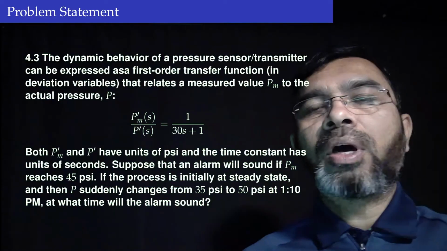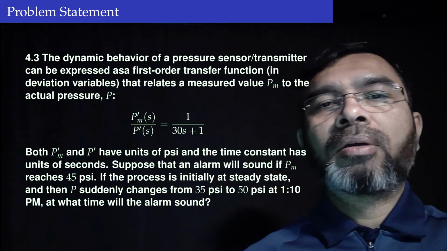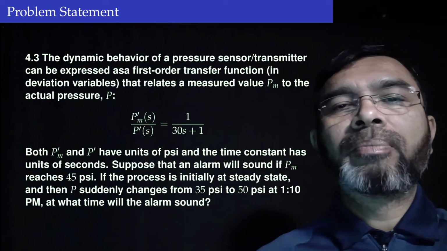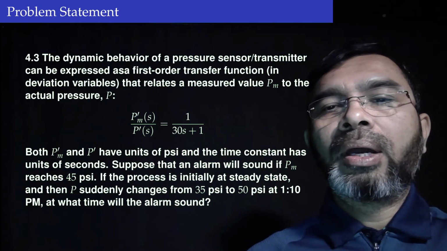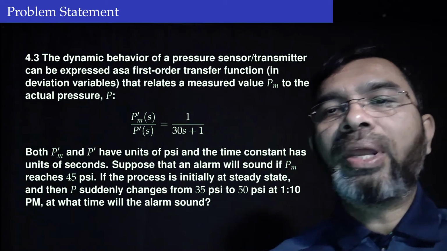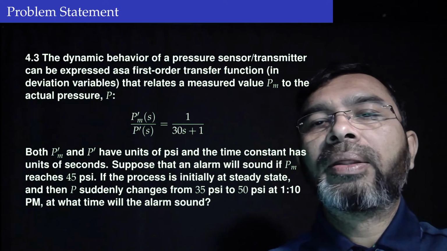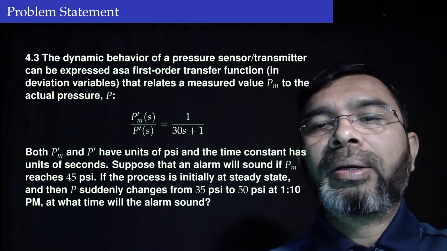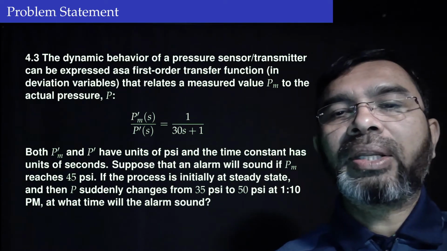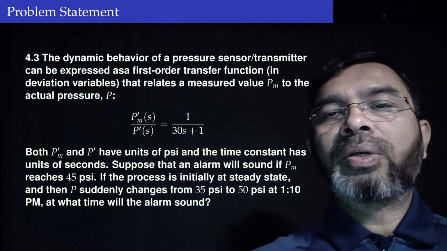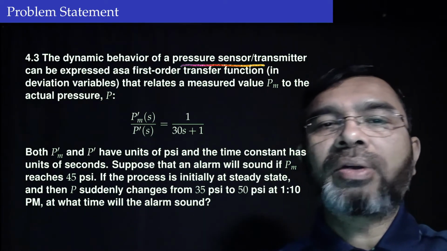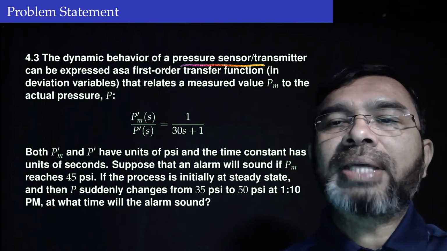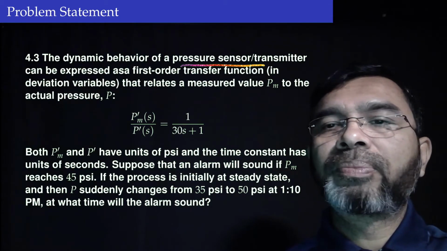In this session, we solve a problem from the book by Seborg, 3rd edition, exercise 4.3. A transfer function is given between the measured pressure and the real pressure. So the behavior of a process sensor or transmitter can be expressed as a first order transfer function.